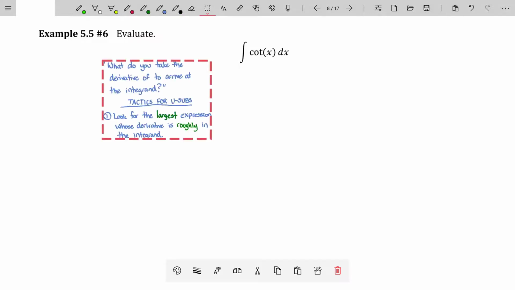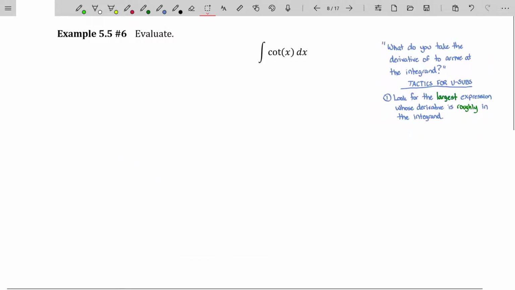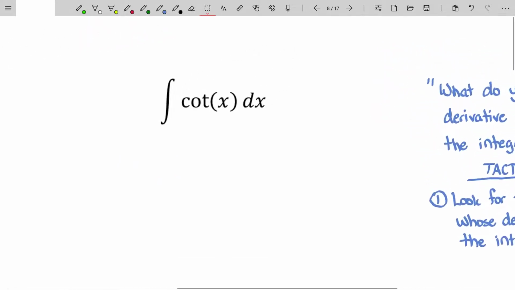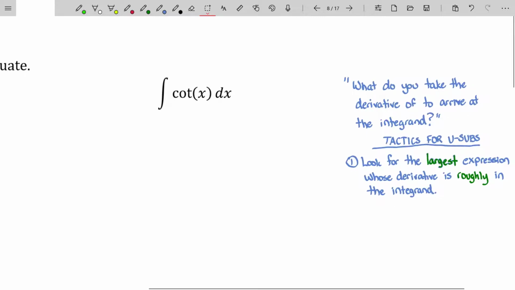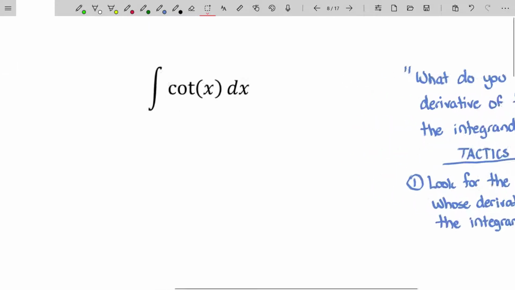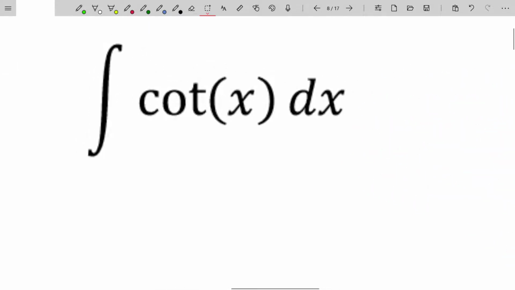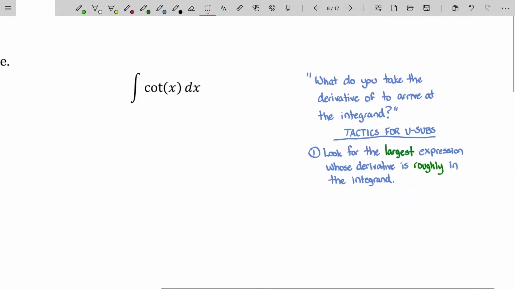So then my students start thinking about, okay, well, what would I take the derivative of to arrive at that integrand? Well, I don't know. I don't know what I'd take the derivative of to arrive at cotangent. So then they start thinking, look for the largest expression whose derivative is roughly in the integrand. What? There's only one expression in this integrand. There's nothing I can do. Or is there something you can do?